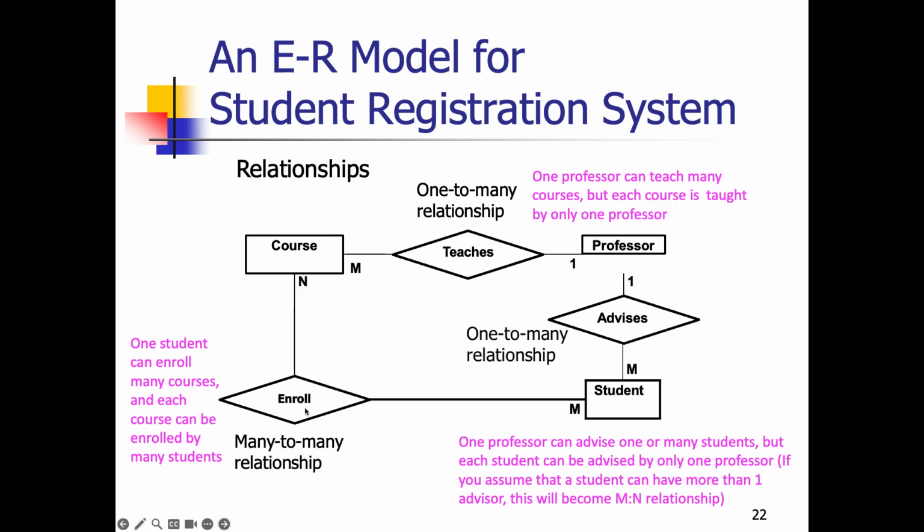And enrollment is a relationship between course and student. For example, one student can be enrolled in many courses, right? You can take a database course, AI course, machine learning, etc. And each of these courses has enrollments with many students. For example, there are many students enrolled in database, AI, etc.